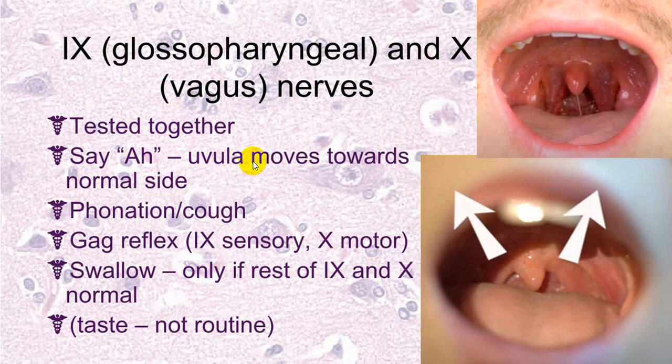So together, tested together, you ask the person to pronounce R. You can see the movement of uvula, and you can also see the uplift of the soft palate. Phonation sound will be done by vocal cord, and that is by vagus nerve. In gag reflex, you will have both, that is sensory will be 9th, motor will be 10th, and swallowing reflex both will be taking part. So by and large we test together.